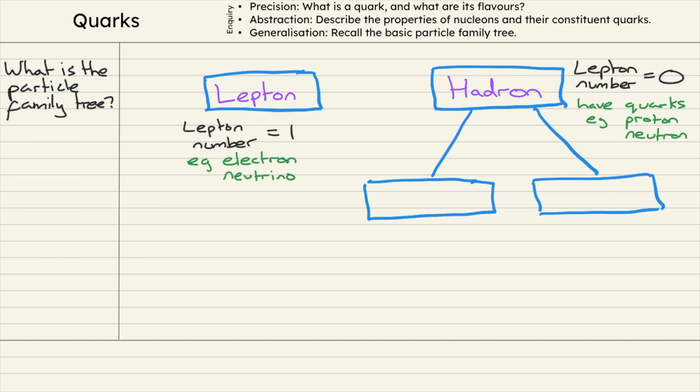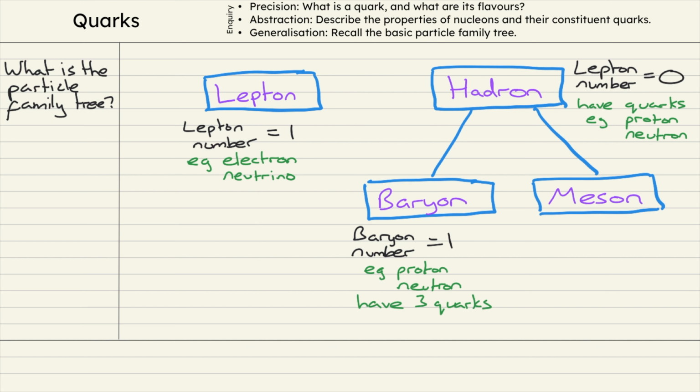We can then split the hadrons into two groups. Baryons, with a baryon number of 1. These have got 3 quarks in them, such as protons and neutrons. And mesons with a baryon number of 0. And these only have 2 quarks, such as pions, which you've probably never heard of before.